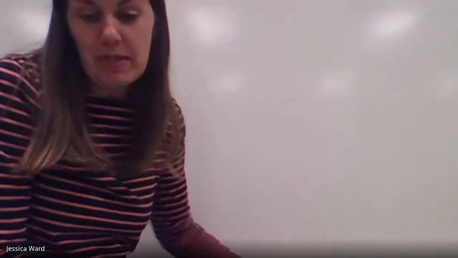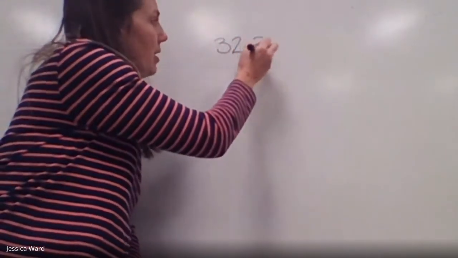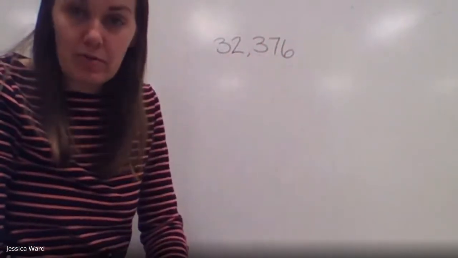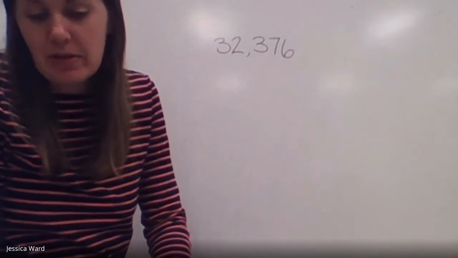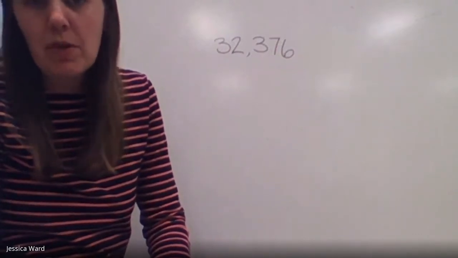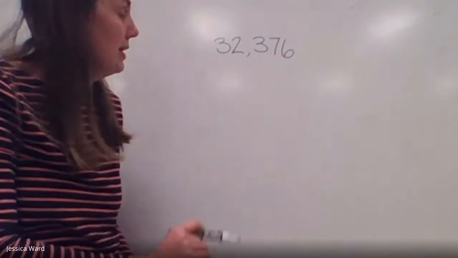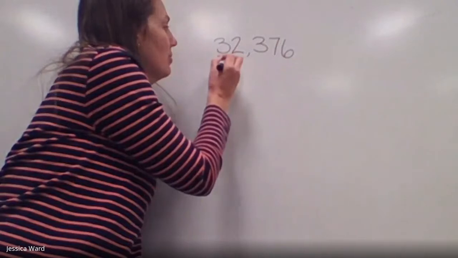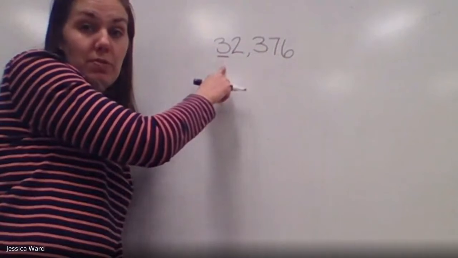So the first problem says Mr. Ruiz's company collects 32,376 water bottles to recycle. Mr. Ruiz rounds this amount to the nearest 10,000. What number does Mr. Ruiz round the number of water bottles to? Show your work. So I think the easiest way is to think about, he's going to be rounding to the nearest 10,000. So I'm going to go ahead and put a line under my 10,000 to tell me that's what I'm going to round to.